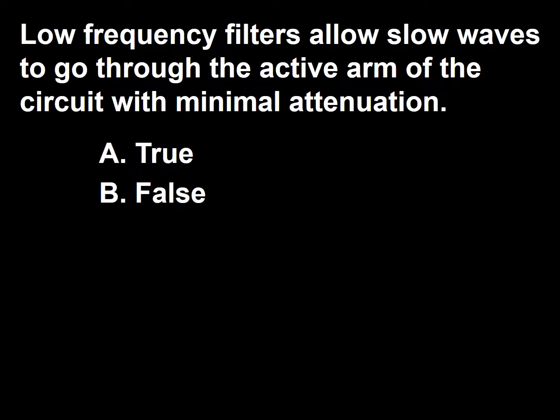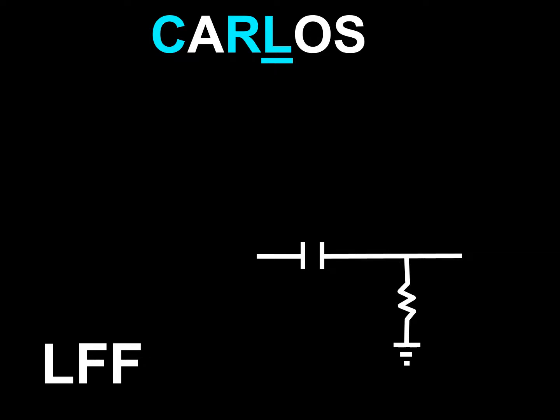Low frequency filters allow slow waves to go through the active arm of the circuit with minimal attenuation. A, true. B, false. So we know that low frequency filters, amicably called LFF, have in the classical configuration a capacitor in the active arm and a resistor in the ground arm.